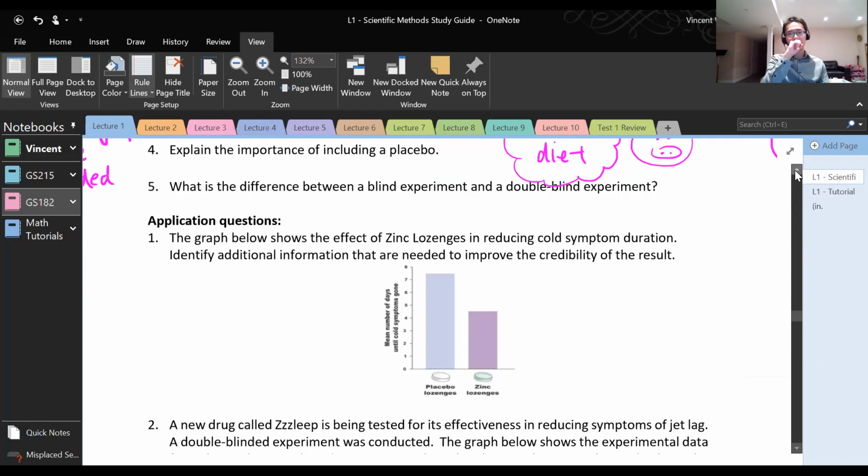Would the doctor or the pharmacist, whoever is administering it, know if it's placebo or not? In a blind experiment, they would know. The researchers, okay? In the double-blind experiment, they would not know. Okay, perfect. Does that answer your question, Alex?